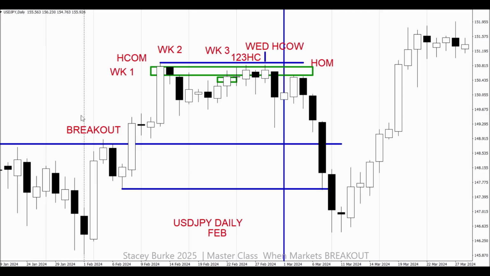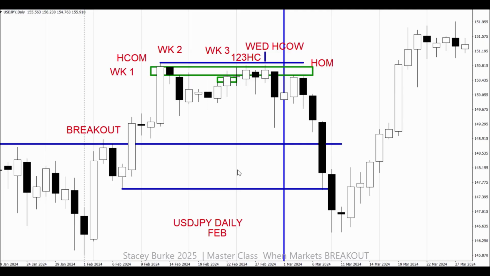So different instruments may show an opportunity week 1. Different instruments may show an opportunity week 2, and again, week 3 or week 4. So having a basket of a few currencies, a couple of indexes, we're looking for high close of week, low close of week, closes in breakout.